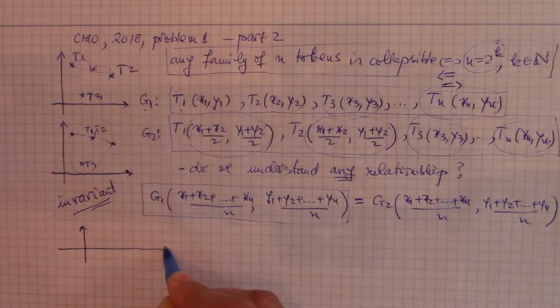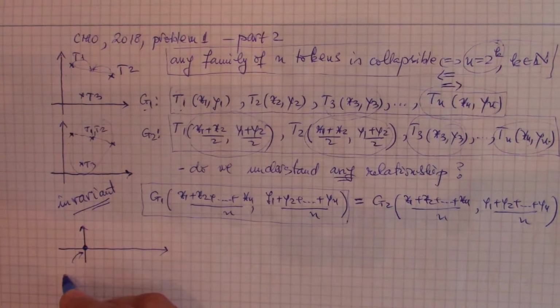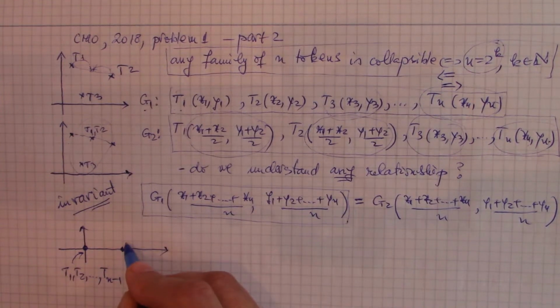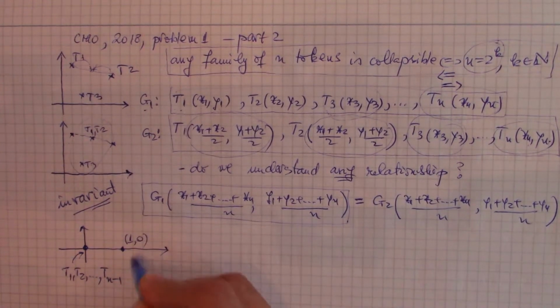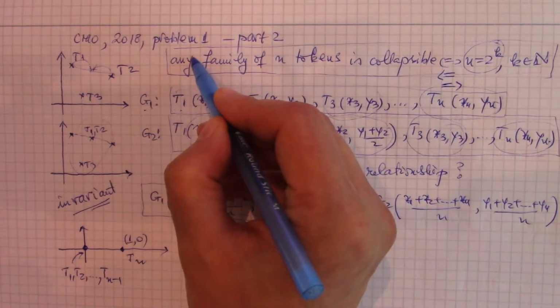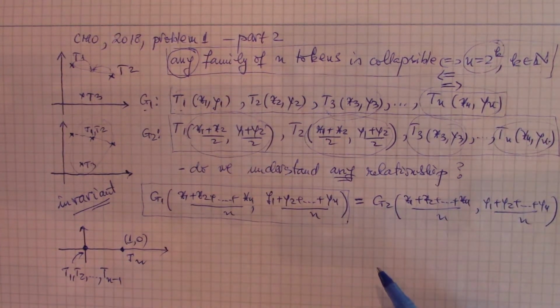So let's say this is the system of coordinates, and at the origin we take the tokens t1, t2 up to tn minus 1, and here, at the point of coordinates 1 and 0, we take the token tn. So we look at a specific family of n tokens, because what we want to prove is that any family is collapsible if n is a power of 2, 2 to the power of k.